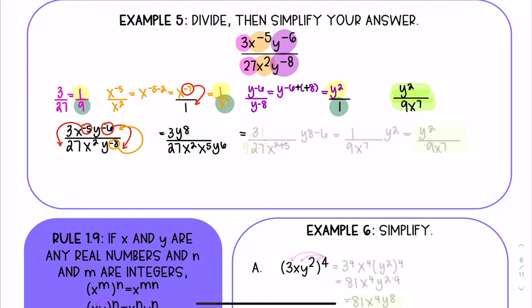And so we're going to use the same rules. We've got 3 over 27. On the denominator, we have x squared and x to the 5th, so we can actually add these together. And then as far as the y's go, we have one on the top and one on the bottom. That's y to the 8 minus 6. And so 3 and 27 can be simplified. That's 1 and 9.